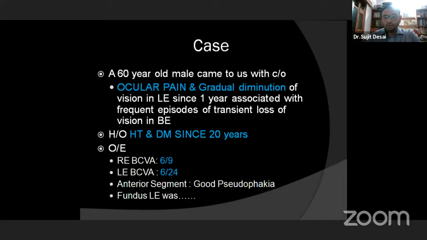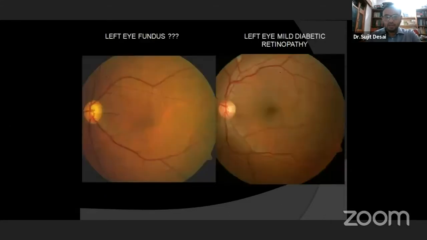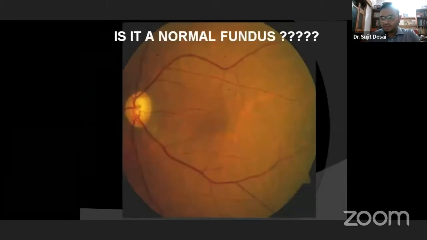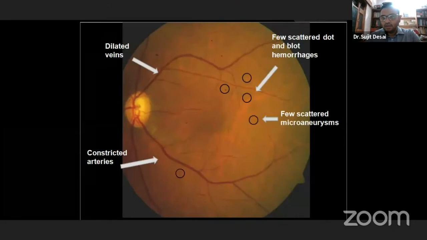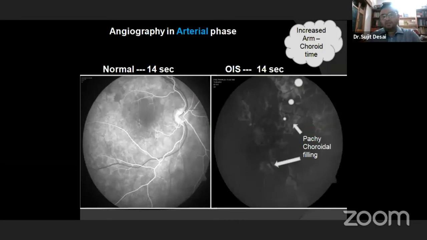Anterior segment showed good pseudophakia. On the left side is the fundus of the case that I'm going to discuss, and the right side is a case of mild diabetic retinopathy. Why am I showing this? Because mild retinopathies are the ones most frequently missed. So is this a normal fundus? The answer is no. It has a few scattered microaneurysms, a few scattered dot and blot hemorrhages, dilated veins, and severely constricted arteries. So looking at this, we went on with an angiogram.